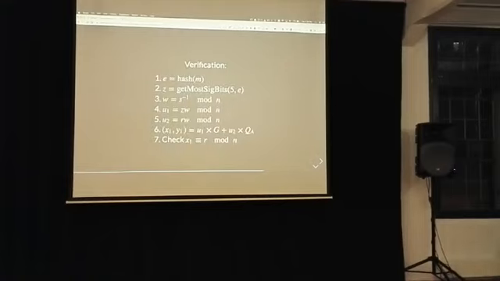Now let's have a look at verification. So verification works very similar to signing in the first 2 steps, but becomes different after that.